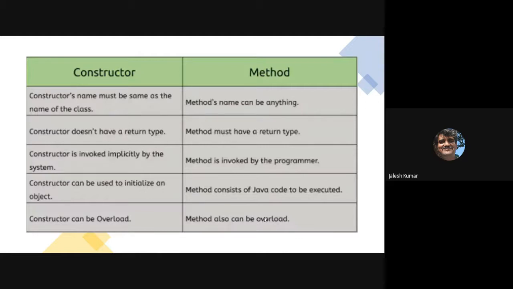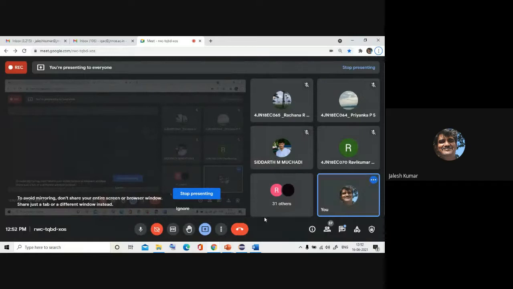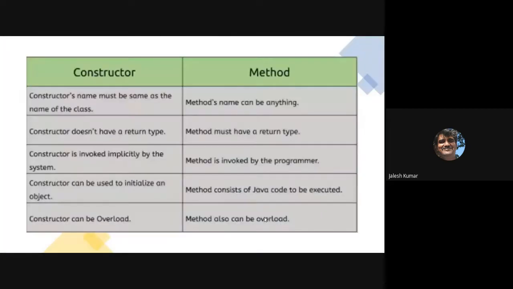Constructor can be used to initialize an object. That's the purpose of a constructor. You initialize using the constructor, and your method consists of Java code to be executed. The purpose of writing a method is some particular task you want to perform. That's why you are writing a method. Constructor can be overloaded. Method also can be overloaded. Both you can overload, either constructor or method. So that's the difference.